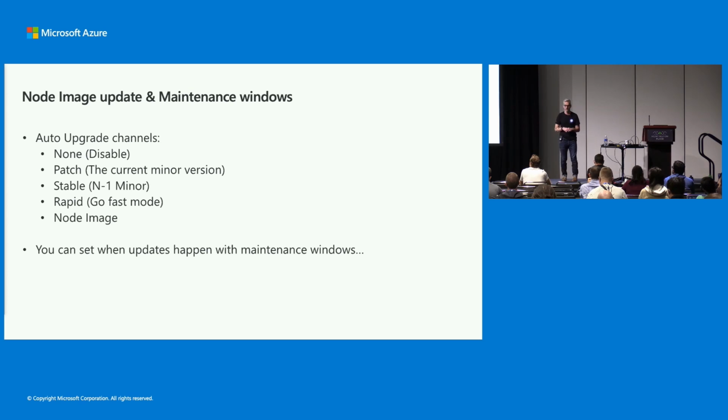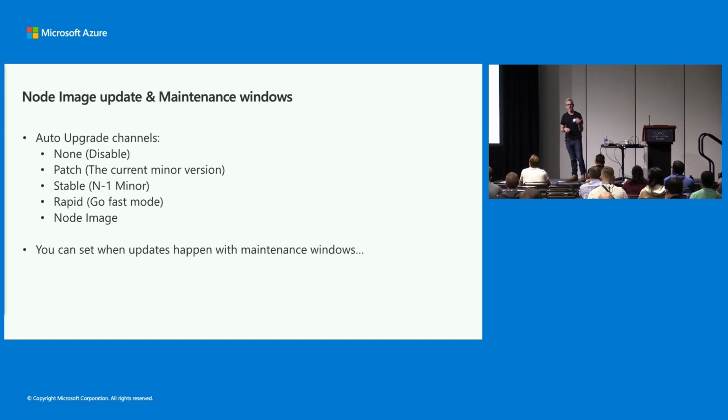Rapid is go fast mode, which is basically be on the bleeding edge constantly, and we will make sure that we update GA releases of Kubernetes and patch releases for you. For node images, we also have the ability to do those deployments for you. So we release a VHD image for you on, well, it will be different days of the week, but every week we will release that.